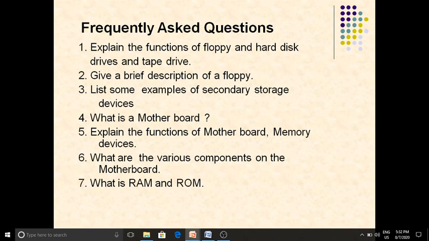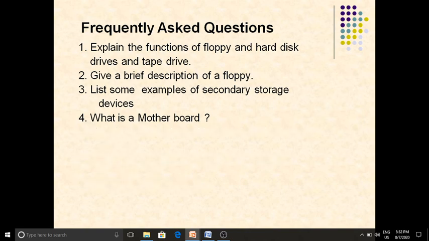Fifth question, explain the functions of motherboard, memory devices. Okay, students. Sixth question, what are the various components on the motherboard? Seventh question, what is RAM and ROM? Okay, students, these are the frequently asked questions in the previous end examinations.